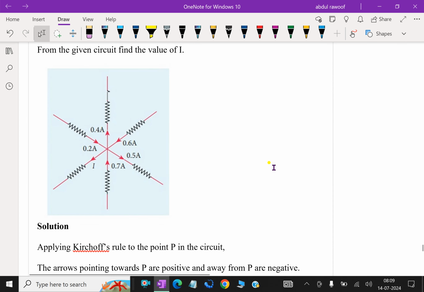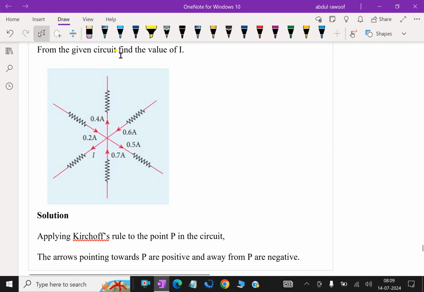Now for the explanation of the first law, look at this loop. From a given circuit, find the value of I. Here, the current flowing towards the node: this 0.4 is towards the node, that is positive, and 0.6 milliamps towards the node, and this 0.7. Coming out of the node is 0.4.